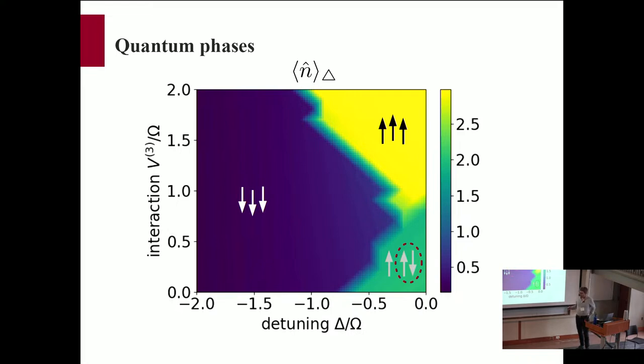What is the color over here? The color is n in z direction, the population in z of the qubits per plaquette, so per triangle. It's maximum 3. This is 3 atoms. It's a lattice of 25 atoms, but I took the average over a plaquette, so it can maximally be 3.